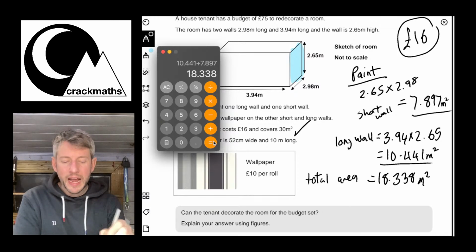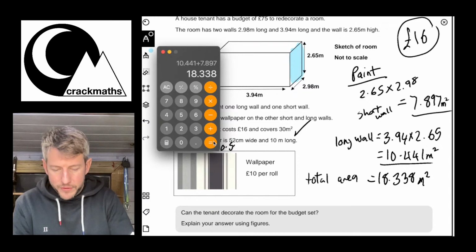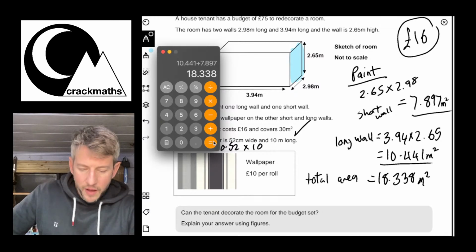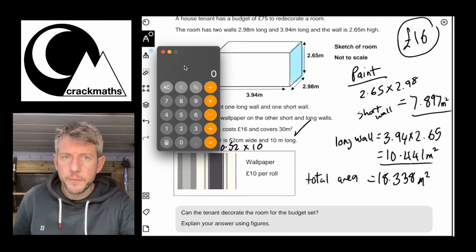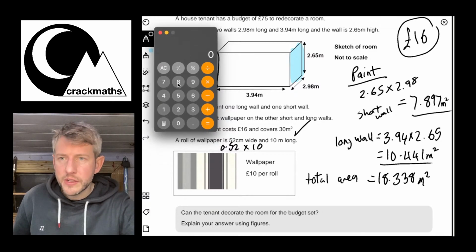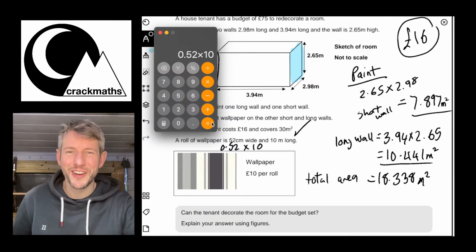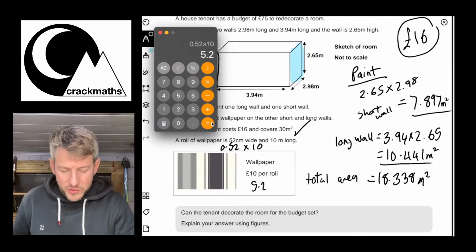So let's work out the area of one roll of wallpaper. So that is going to be 0.52 multiplied by 10. Okay, because 52 centimeters is 0.52 meters. So here we go. Why am I using a calculator for this? I know that it's 5.2 times 10. I'm not showing off there. 5.2. So 5.2 meters squared.